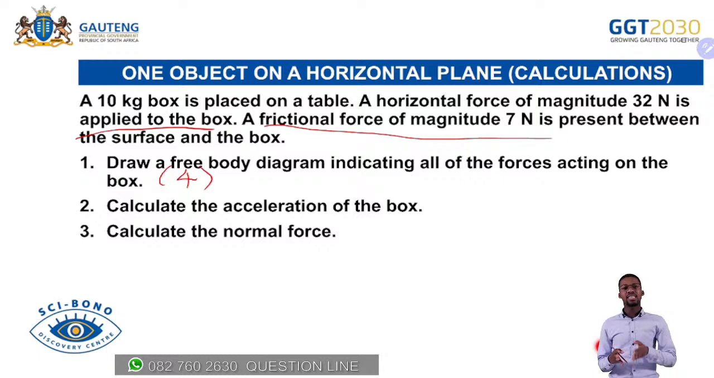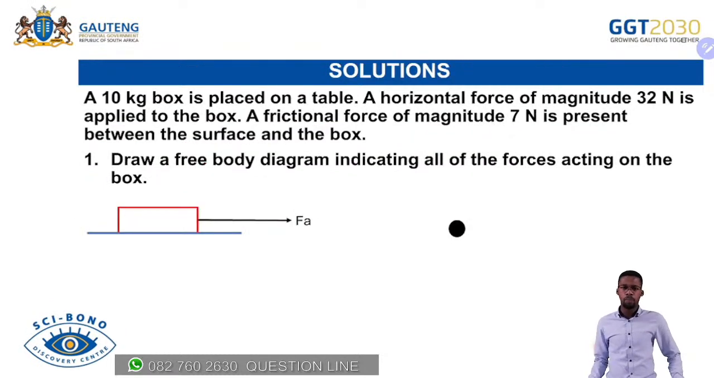If you see the mark allocation there, it says 4 marks. It means that the number of forces acting on that object is 4. If it says 5 marks, it means the number of forces acting on that object is 5. So the mark allocation signals the number of forces acting on that object. So that is what the first question is saying. Draw a free body diagram. So here is our box. The force is applied in that direction.